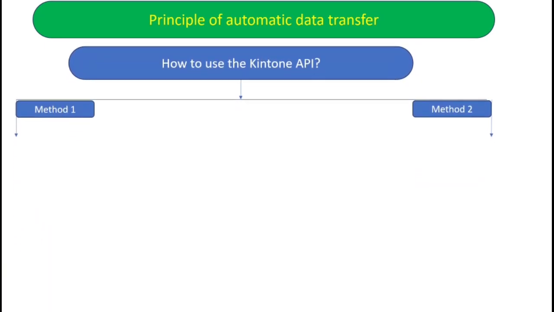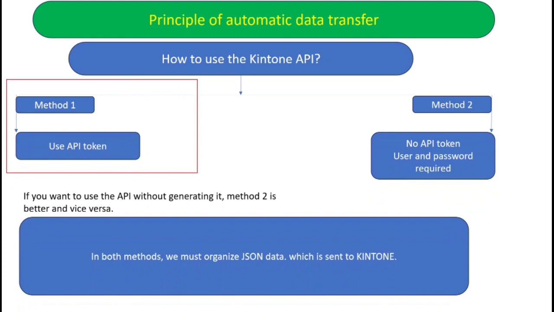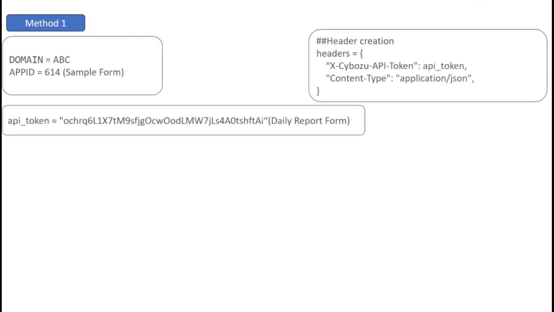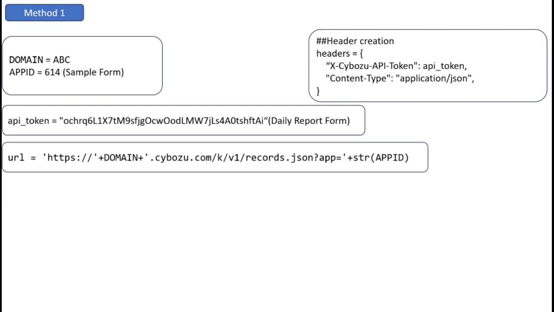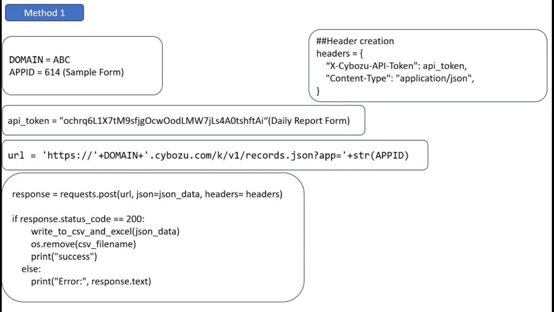Here we see the principle of automatic data transfer, and we can see the two methods. First, with an API token, it is simple. Here we can see the Python program, the code I mentioned earlier, with an API token, and without an API token, which requires a user and password combination for security.